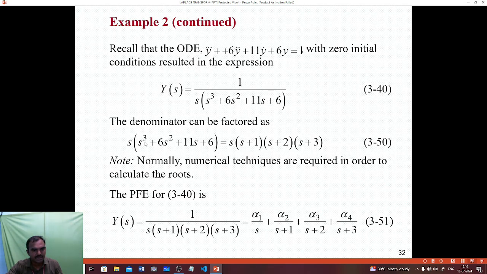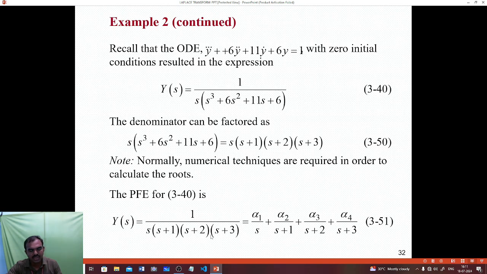See the denominator, s cube plus 6 s square plus 11s plus 6. Here we apply synthetic division, or we take the common value here. We get the answer easily: s into s plus 1, s plus 2, s plus 3. If we apply minus 1, the equation is satisfied. If we apply minus 2, this equation is satisfied. If we apply minus 3, this equation is satisfied. So the roots of this equation are minus 1, minus 2, minus 3. So write the factors s plus 1, s plus 2, s plus 3. Normally numerical techniques are required in order to calculate the roots. So Y of s is 1 by s into s plus 1, s plus 2, s plus 3.